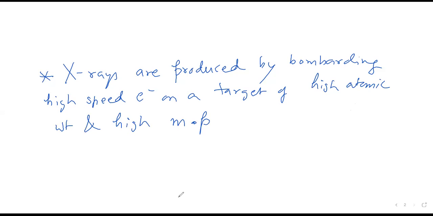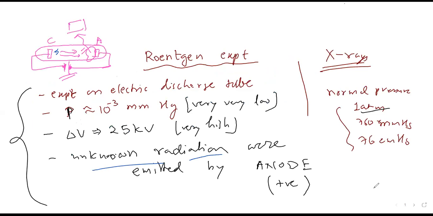gold, it may be gold, it may be tungsten. Tungsten has a high melting point. So we can use such material and many more, maybe some alloy which fills this criteria. But this was the original source for production of X-rays, right? So this first slide, have you understood what the Rontgen experiment was?